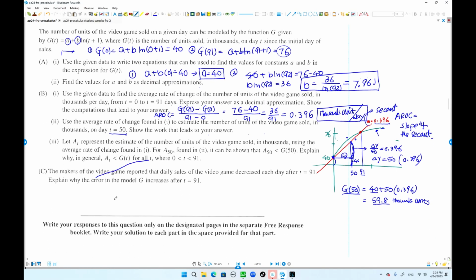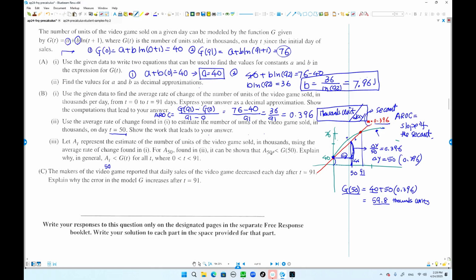All right, the next one. G of 50 represents the estimate of the number of units, okay? Actually, how much? From here, the estimation is 59.8, okay? When t is 50, but it cannot be only 50, right? It can be anywhere, okay? Anywhere. Just for example, if this is 50, G(t) is the actual value, right? Where is G(t)? You can put this number 50 in there, okay? You can find it anyway, right?